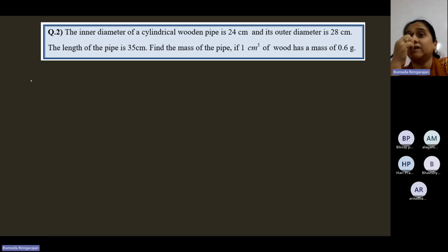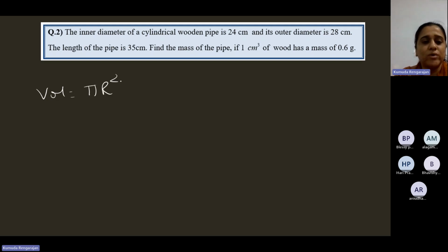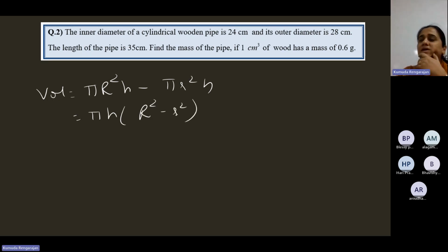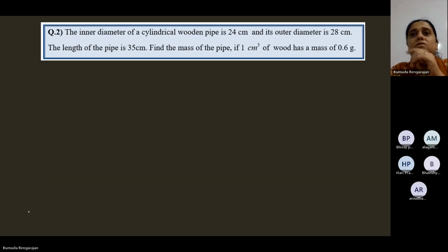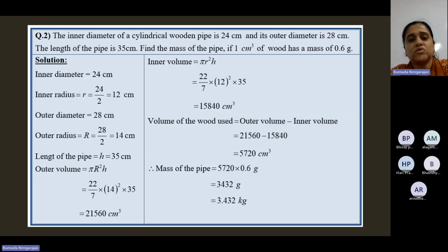Volume for a cylindrical shell. A cylindrical shell is a hollow cylinder, correct? I said the formula to find the volume is external volume minus internal volume. Pi capital R square h minus pi small r square h. So pi h is common, R square minus r square. Did we write down the formula the other day? Yeah, I made you write the formula. Volume is equal to pi h into capital R square minus small r square. So you should find the volume.